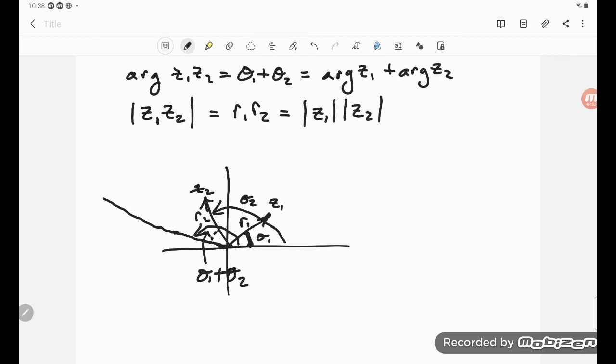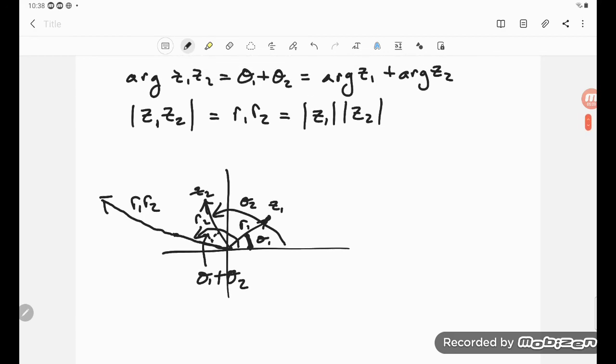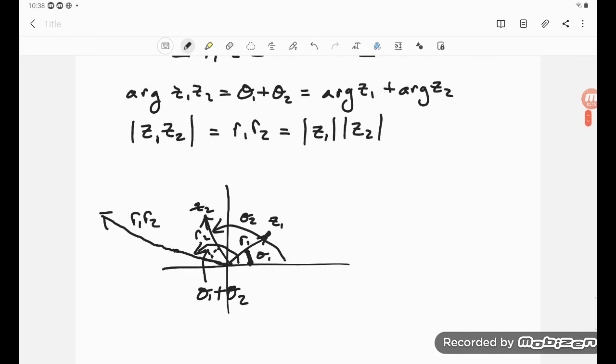If these are both greater than 1, it's going to be out here somewhere like this, and this will be R1 R2. If one or both of these is less than one, then it'll actually be shorter than both of those. But there we go. There's multiplication. And again, this exponential form is very, very handy.